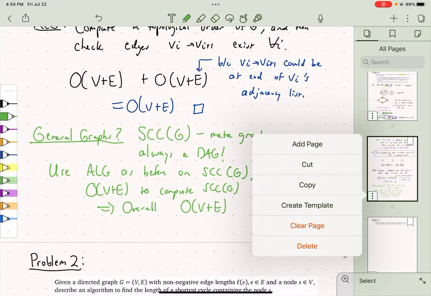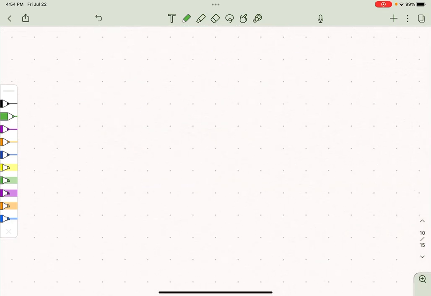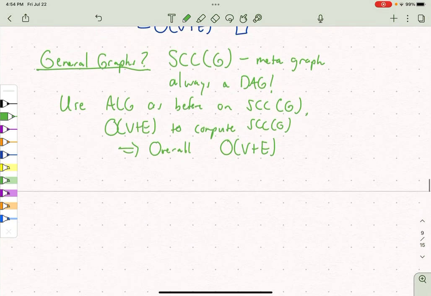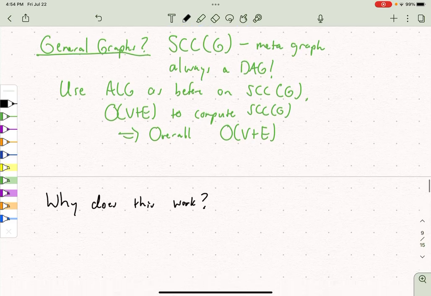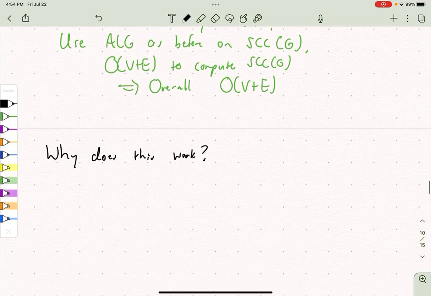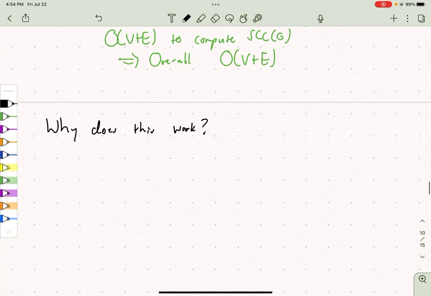So that's great. We can compute this really fast, but is this even something we should be doing? Why would this work? So in general, the strongly connected component graph has different properties than the original graph. You're kind of abstracting away a lot of the complexity by doing this. So maybe we lose incomparable pairs by doing this. So why might it work?